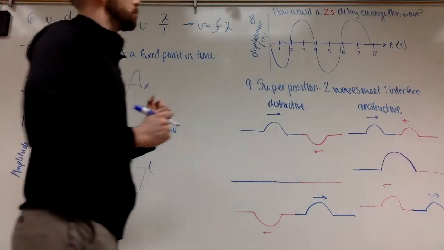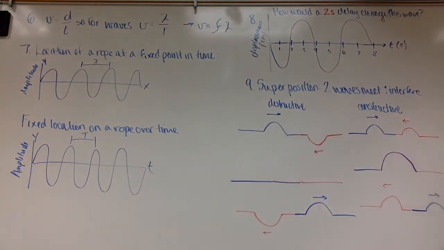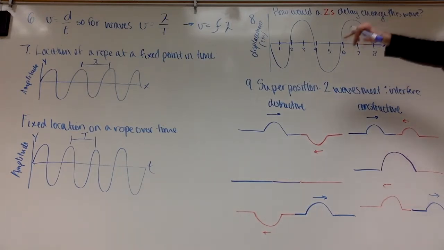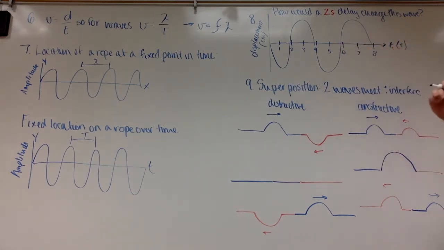Now here's a little practice one for you guys. I've got a wave up here, and I want you to tell me what it would look like if I were to take the wave and delay its start by 2 seconds in time. So here's my x-axis. This is 1 point on the wave, and I want to see what it would look like if I were to take the wave and shift it by 2 seconds in time. So go ahead and try it out, see what you can do with it, and then we'll come back together and go over it.